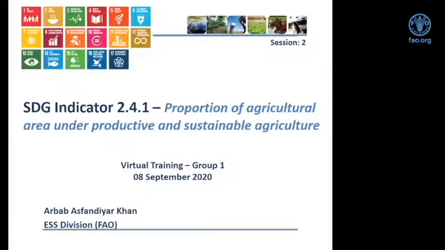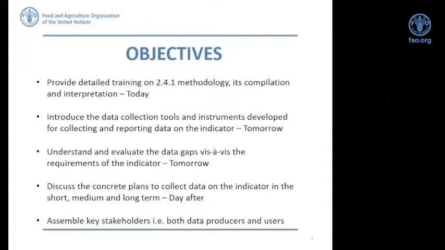So in this presentation, I will give you an overview of SDG 2.4.1, which is defined as the proportion of agricultural area under productive and sustainable agriculture. So before I start the actual training, let me walk you through the objectives of this particular training that we are going to have over the course of 3 days. So today we will cover, first and foremost, the SDG 2.4.1 methodology, its compilation and interpretation.